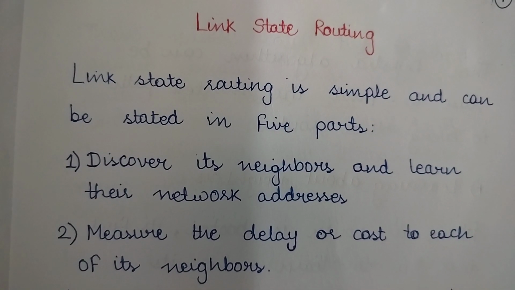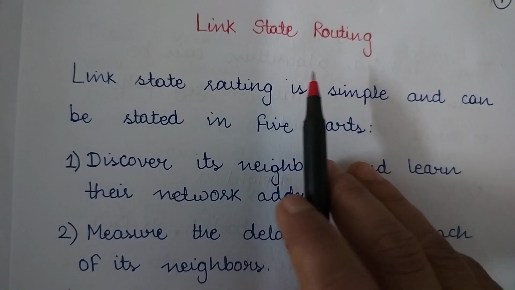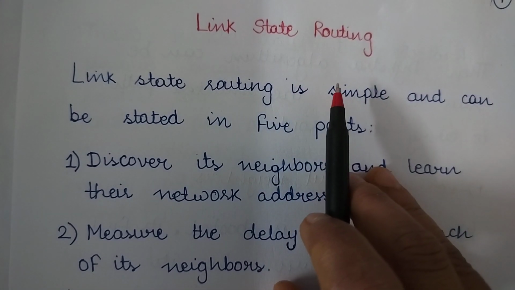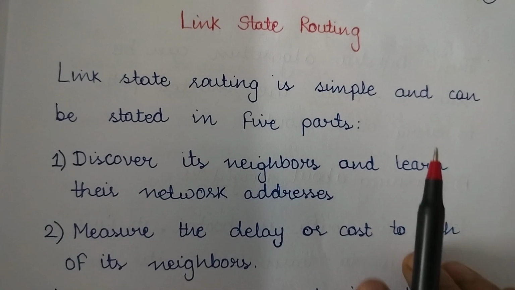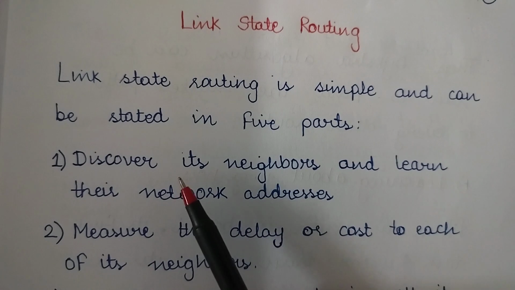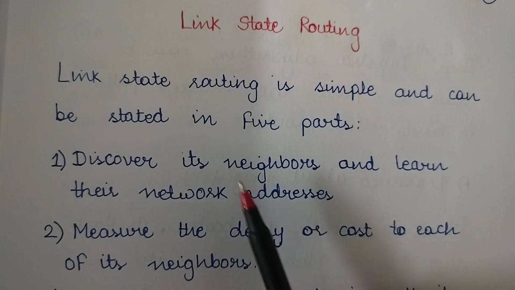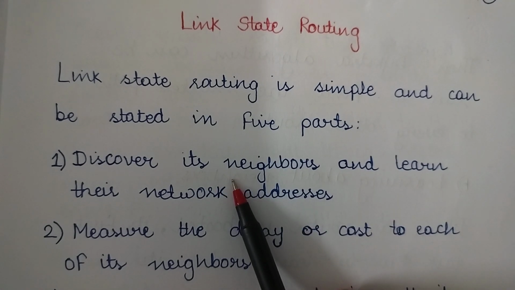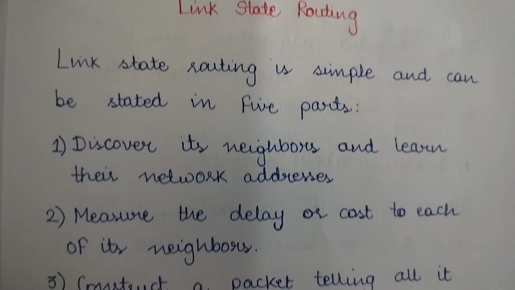Hi everyone. Today we are going to study the link state routing protocol, which is another dynamic routing protocol. The link state routing is simple and can be stated in 5 parts. First of all, the first step is to discover all its neighbors and learn their network addresses. That means this protocol first finds out the neighboring routers and then finds out their network addresses.